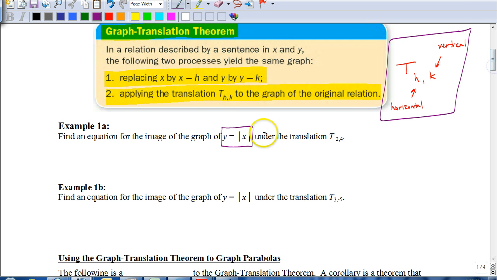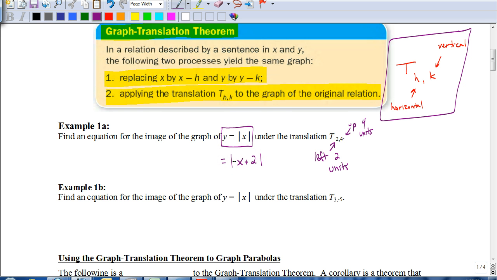Here we have this graph, that's y equals absolute value of x, is being changed under the translation of negative 2, 4, meaning we're going to take that graph, we're going to move it to the left 2 units and up 4 units. We want to come up with an equation that will do that. So the graph translation theorem tells us that we can replace x with x minus h. Well, h is a negative 2. So I'm going to replace in the absolute value x with x minus negative 2, which I'll write as x plus 2.